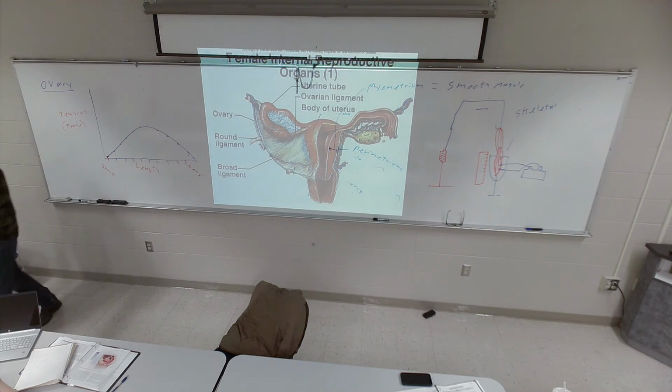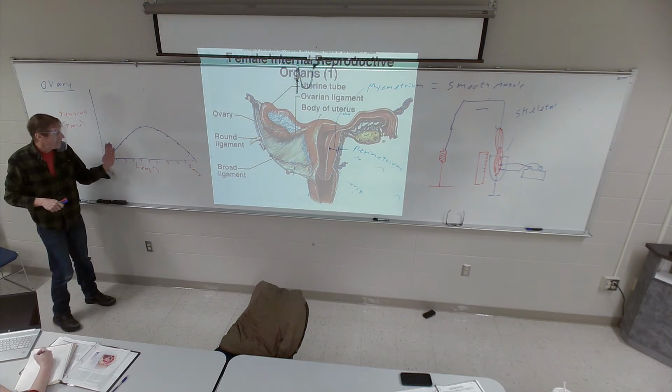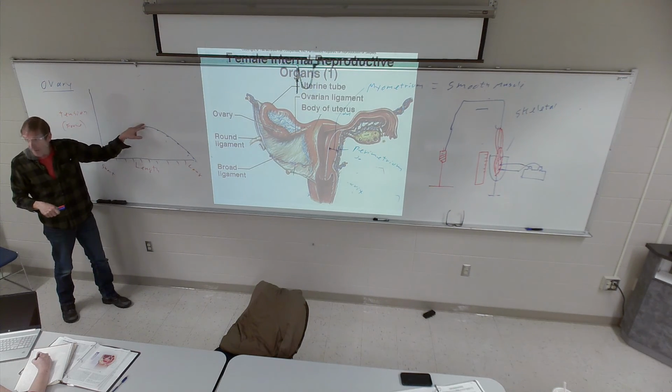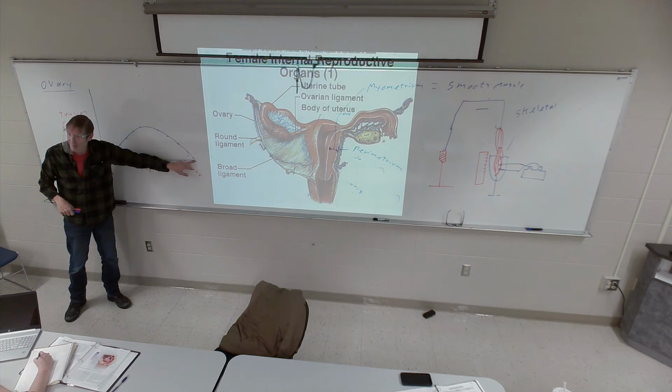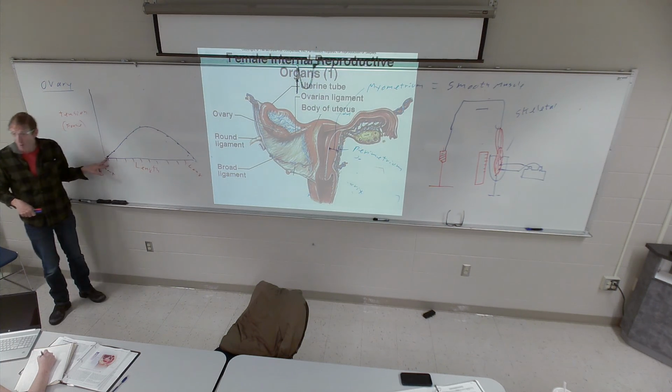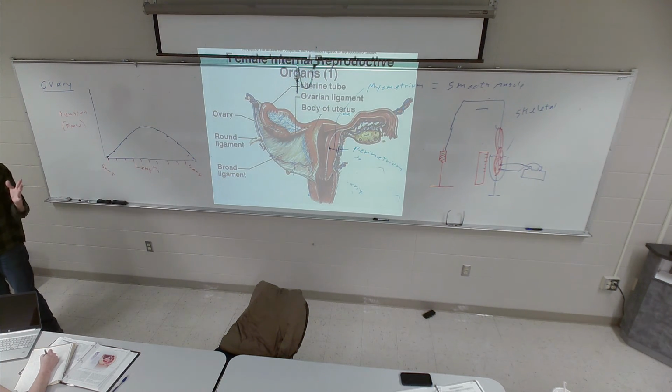This is sort of a standard length tension curve. What it means is, in the middle here, that's maximum tension. Over here, there's basically no tension. Over here, there is no tension, zero tension. You stimulated it, and it didn't do anything. This is what skeletal muscle will do.